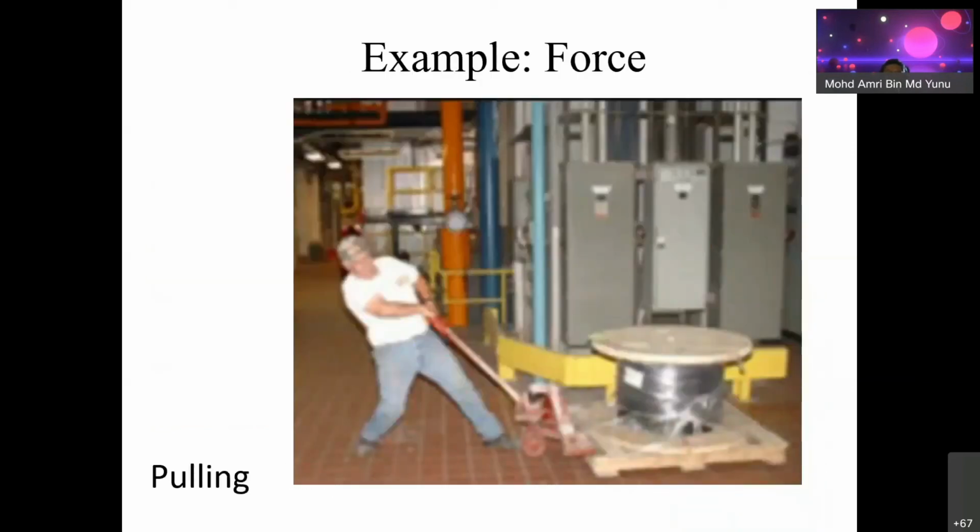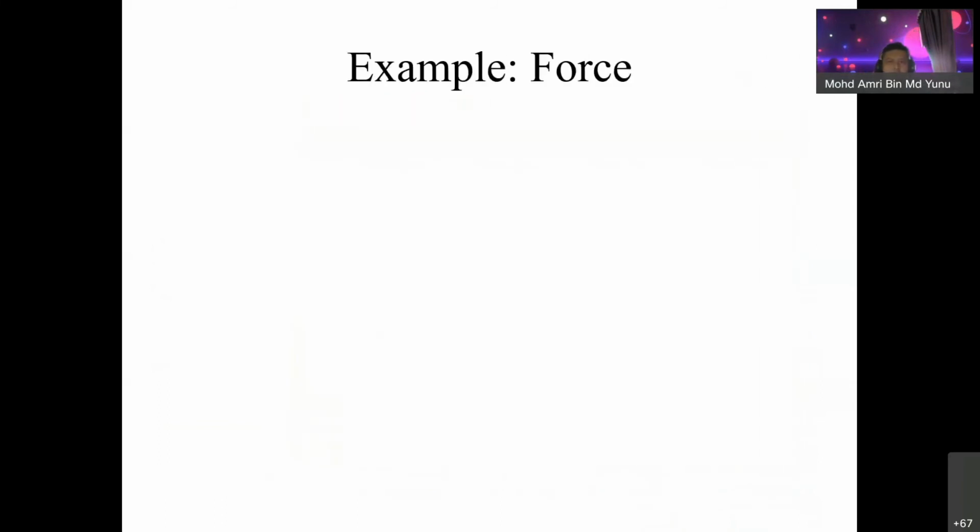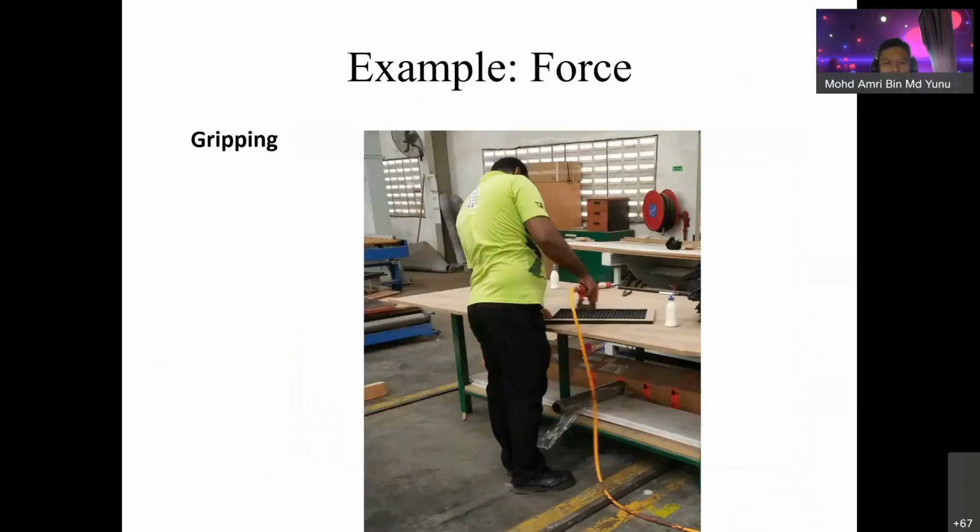This one is pulling a trolley. That requires force exertion on the hands. And this job requires gripping. You need to grip a machine, equipment, or tools to do the polishing, for instance.